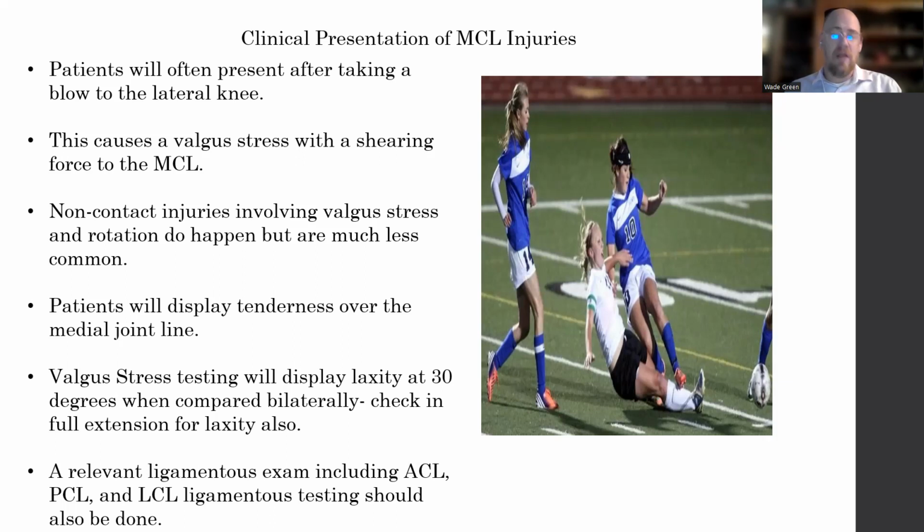And obviously, remember, at 30 degrees of valgus stress, we're checking the MCL specifically, and in full extension, we're checking for potential cruciate ligament injuries that may also be occurring there as well. And obviously, it goes without saying, you should also make sure that you're checking the ACL, right? Checking your cruciates and just making sure that all the other ligaments are intact. You don't want any surprises, okay?